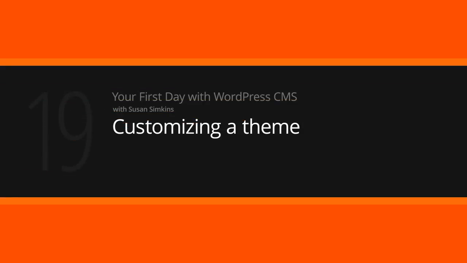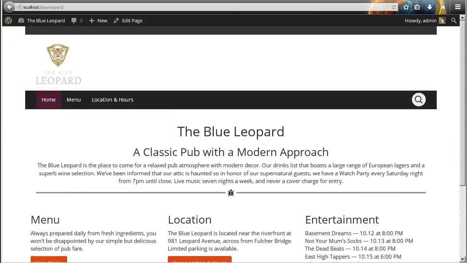In this lesson, we'll learn where to go to start customizing our theme. Now that we have our layout pretty much finalized, we have all of our content in, and we've also added some imagery, it's time to start customizing the theme and learning how we can make some changes to make it feel more like our own.